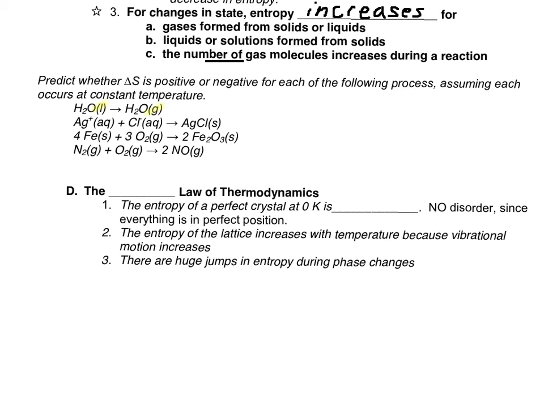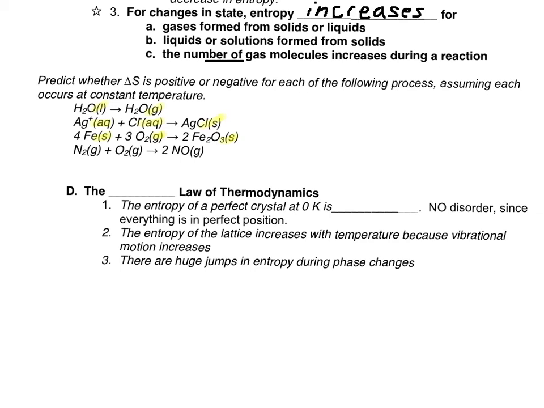Here on the next problem, we have aqueous ions coming together to form a solid. It's a precipitation reaction. In this case, our substances are becoming more ordered. So entropy is decreasing, and our change in entropy is negative. Here we have a solid and a gas turning into a solid. So we have a gas turning into a solid. It's an increase in order, so it's a positive delta S.